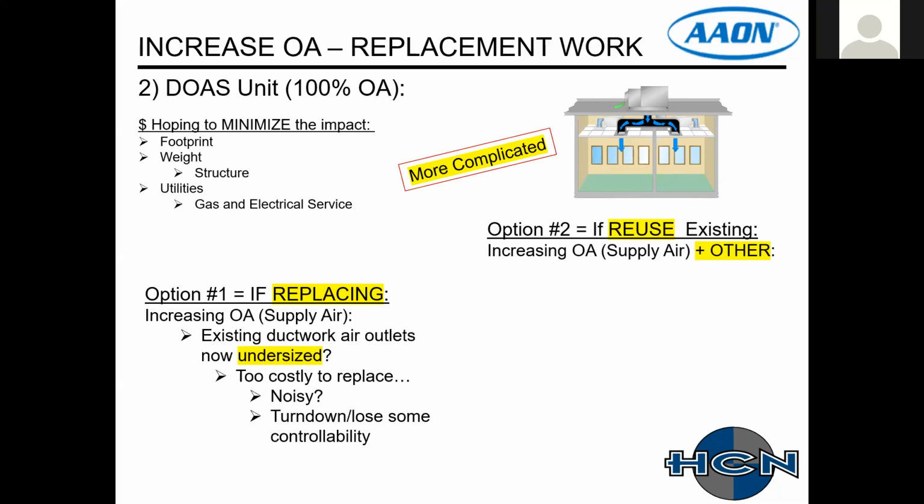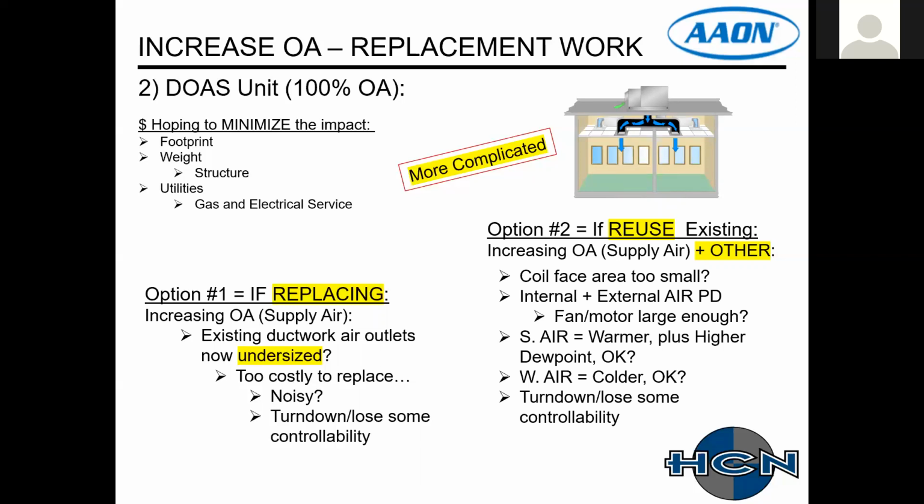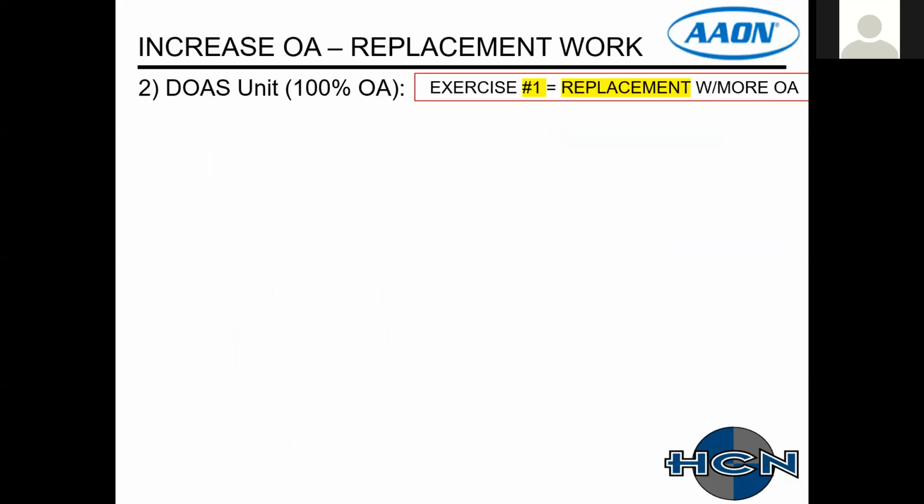Option number two, if you're reusing existing, you still have the same supply air problems as on the left, but now you have some other considerations to think about. Is your coil face area too small? You obviously want to keep that below 500 feet per minute to prevent any moisture carryover. The higher airflow is going to have a higher air pressure drop. Is your fan motor large enough? Your supply air is going to be warmer. Your winter cold air is going to be colder. Are those okay? And once again, you have to be cognizant of your controllability.